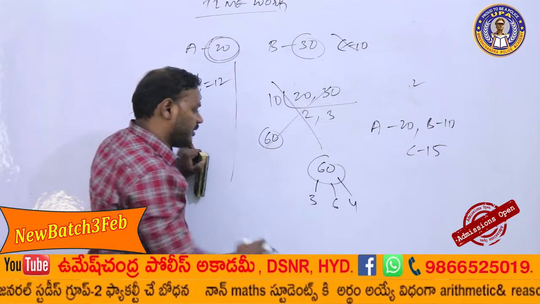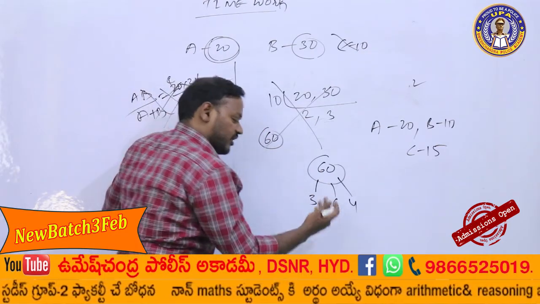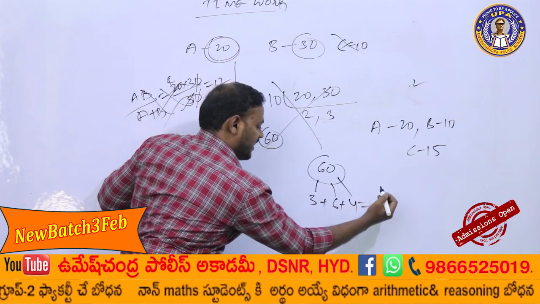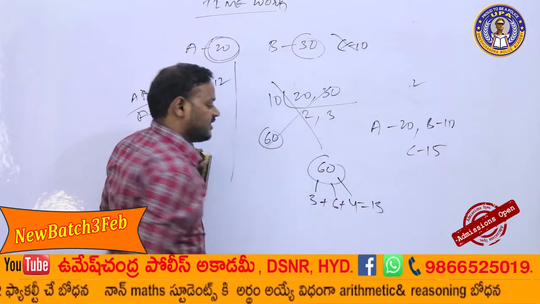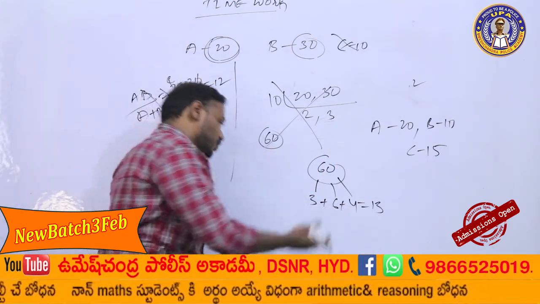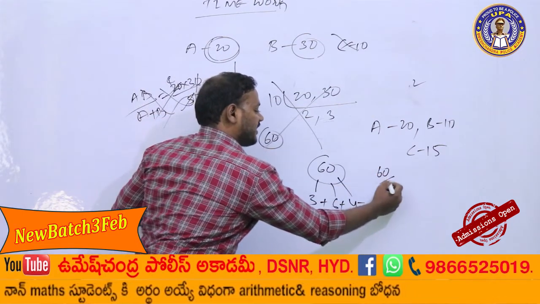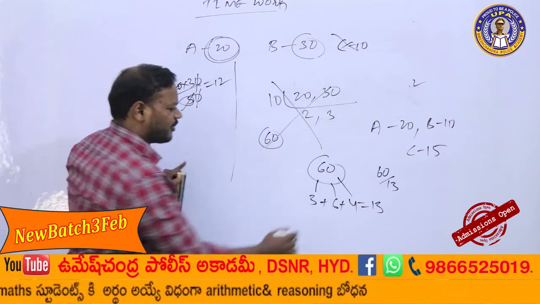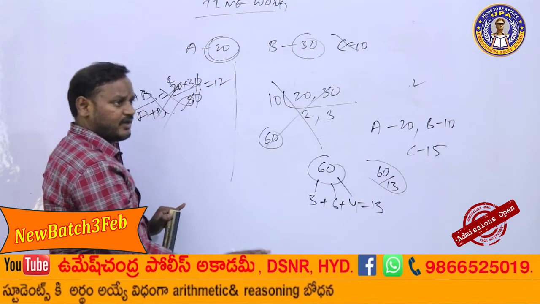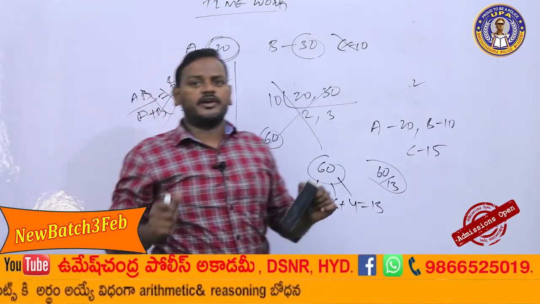A alone can eat 3. B alone can eat 6. C alone can eat 4. So 3 plus 6 plus 4, total 13 days. Sorry, 13 chocolates. The total they can eat is 13 chocolates, right? If they work together, 60 divided by 13 will be our answer. But forget about the answer. The procedure is very important. So how to fix the target is our motive.